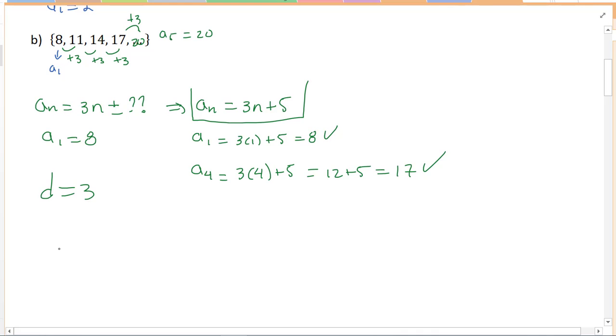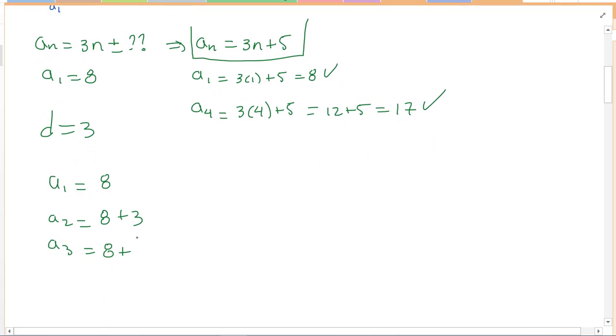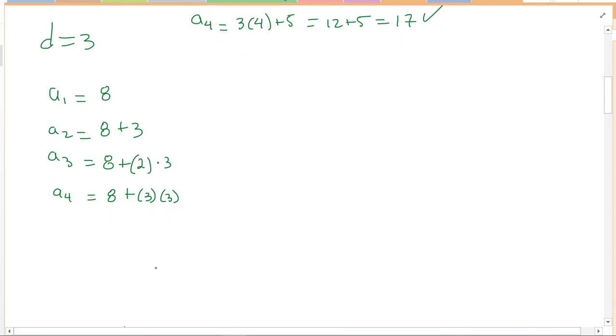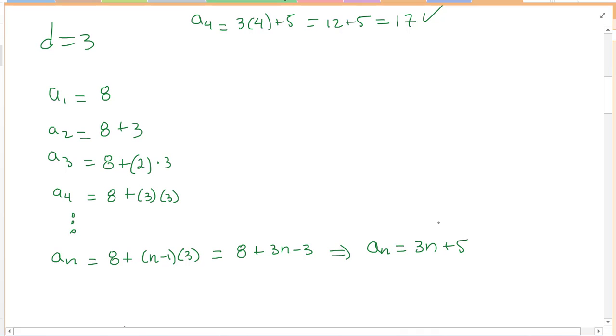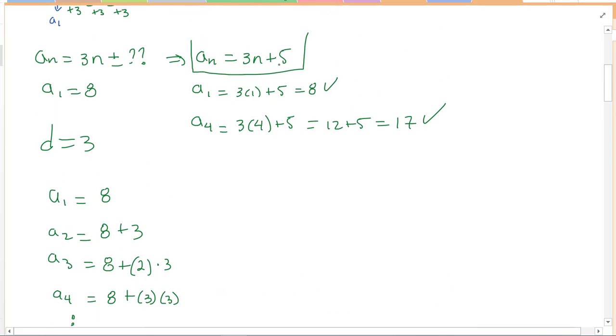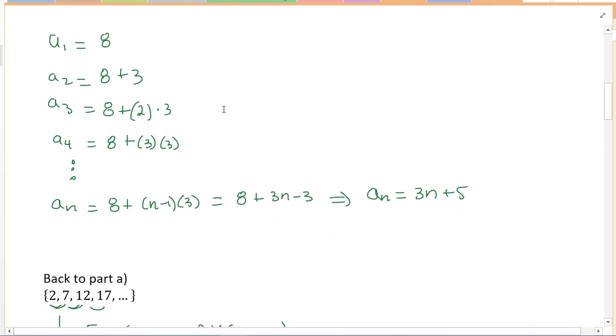So if we do the same thing here, A1 is 8, A2 is 8 plus 3, A3 will be 8 plus, now I'm going to add it twice, so 3 plus 3 is 6, but I'm just going to say 2 times 3, and then A4, and so on. 8 plus, now I'm going to add the common difference 3 times, and so on. So A sub n will be 8 plus n minus 1 times the common difference of 3. Simplify this, 8 plus distributed 3, 3n minus 3. Combine like terms, so I'm going to get A sub n is 3n, 8 minus 3 is 5, which is what we had gotten up here. So that's how we can get the formula for A sub n.